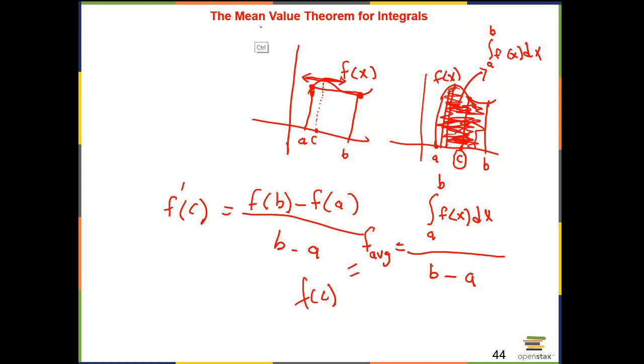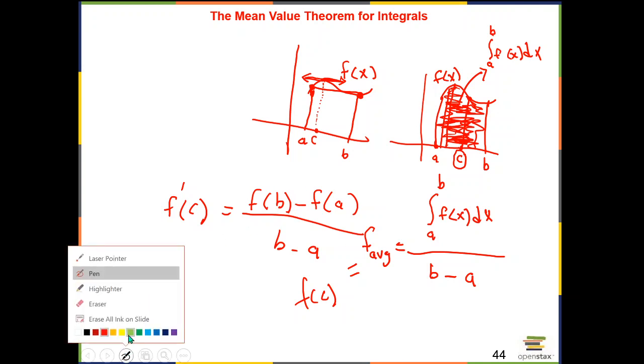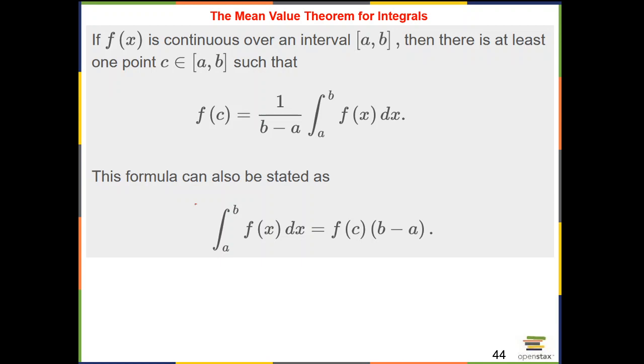Okay, so that's the mean value theorem for integrals. We talked about f average already, so we know what f average is. This theorem says there has to be a number such that f at that number equals this f average. Let me give you the statement of the theorem, and then we need to use it to prove the other theorem. So notice that that's exactly the same thing, right? So f of c equals that.